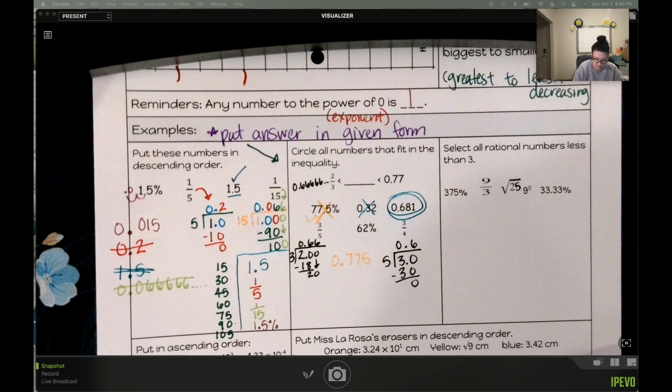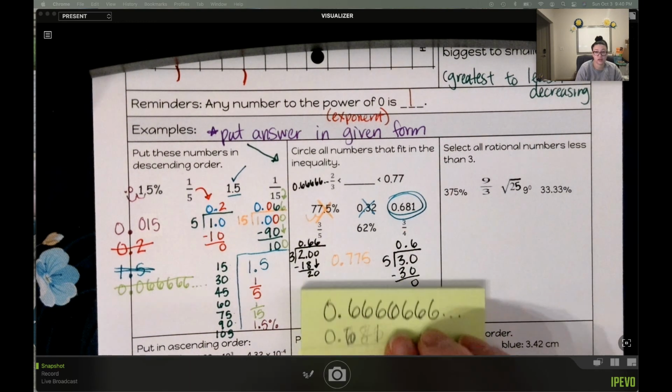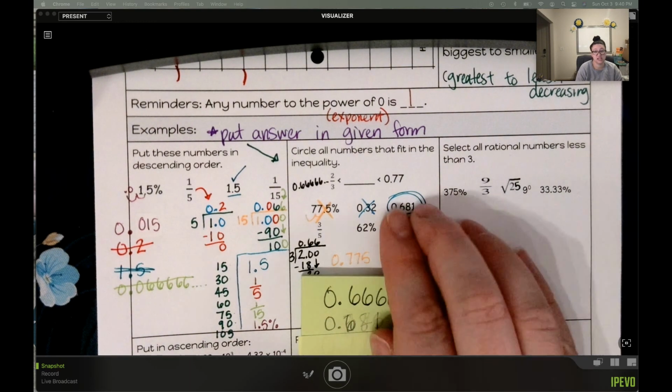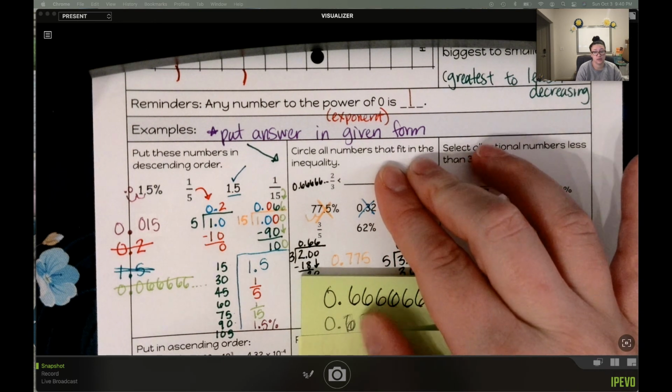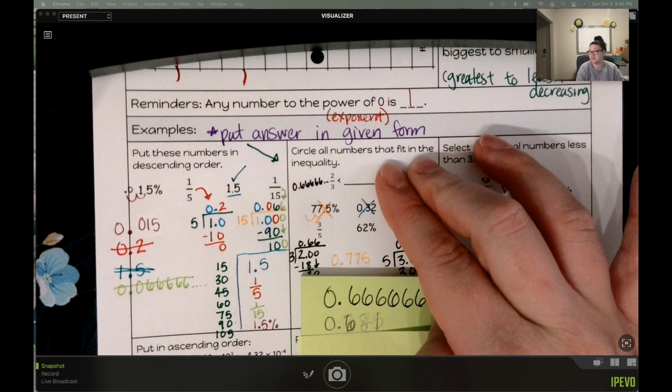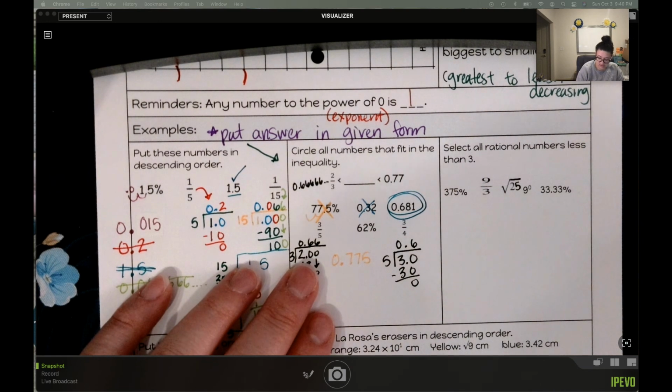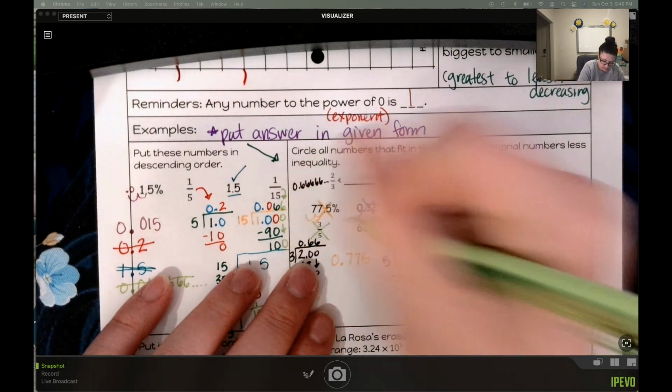Let's compare it. Is 0.6 less than 0.6 repeating? Is 0.6 greater than that? 3/5 does not work for us.